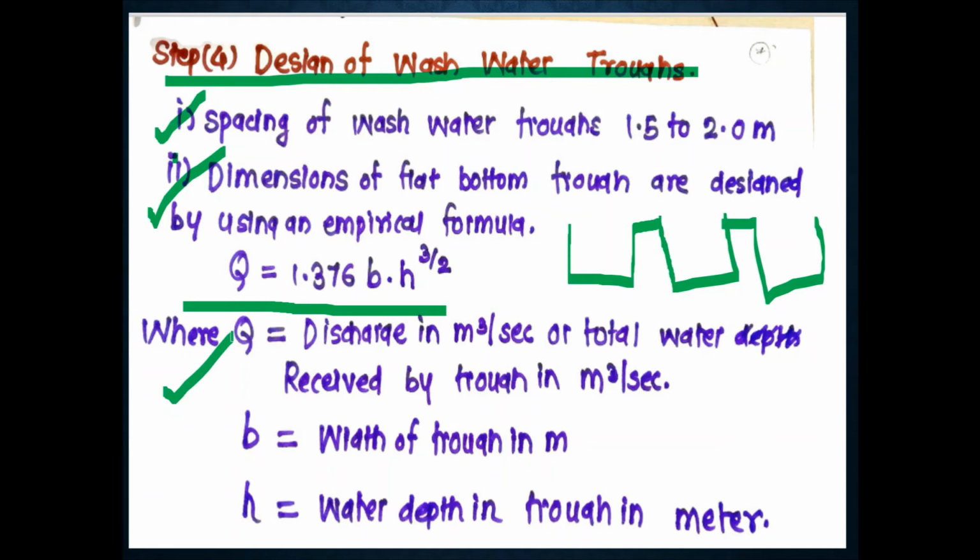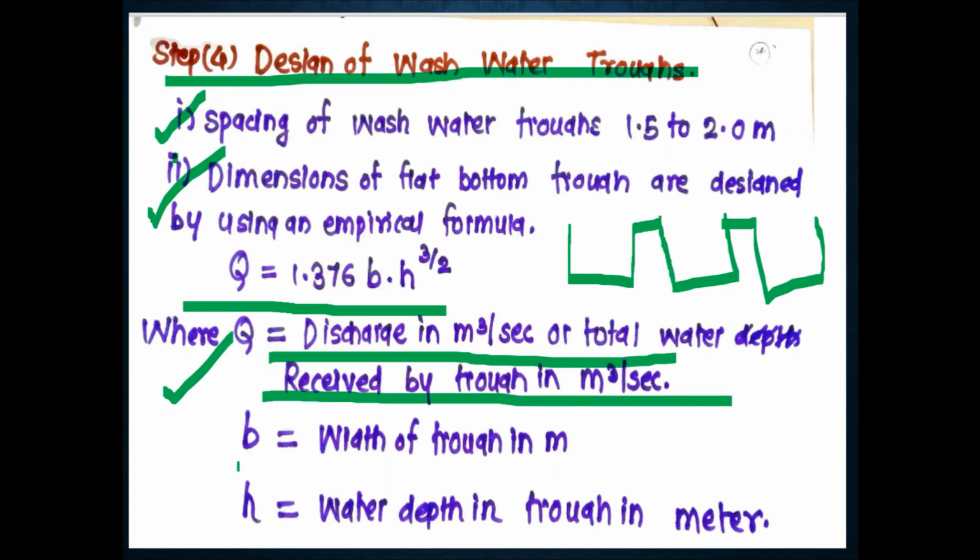That Q is nothing but the discharge when backwash water is introduced, the water collected in the wash water trough, the flow collected, that we call the discharge in meter cube per second, the total water received by the trough in meter cube per second during backwashing, that is Q. We will see also how to calculate the discharge in wash water troughs.